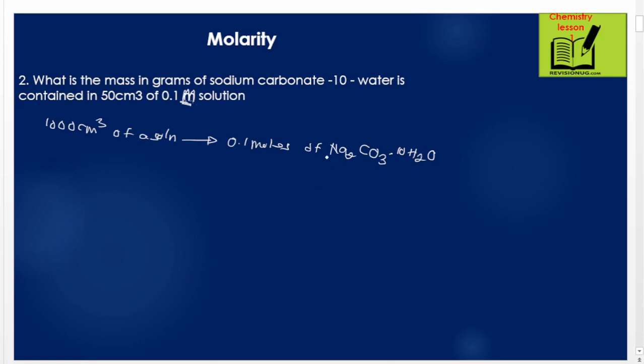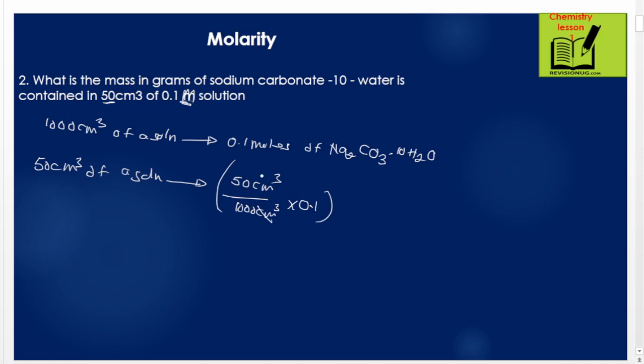Now they want us to convert. How many moles are we going to have in 50 cubic centimeters? So how about the 50 cubic centimeters of a solution containing the sodium carbonate? So this will be 50 cubic centimeters over 1000 cubic centimeters, then times 0.1 moles. Then cubic centimeters will go, we have 0 by 0, then 5 1, then 5, it is a 20. Therefore this is giving us a 20th times 0.1.